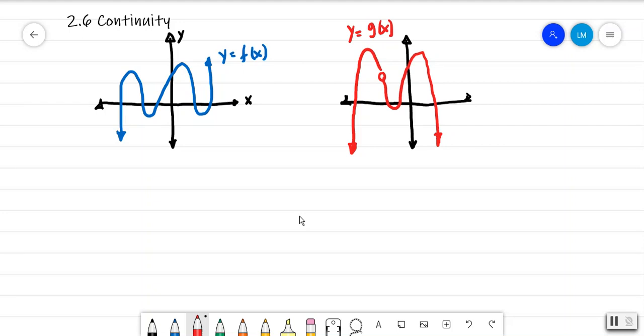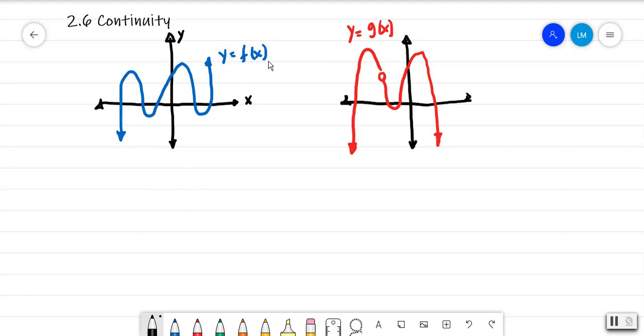Hello, so in this video I'm going to talk about continuity. Now, continuity has a simple definition and then it has the definition that you'll learn today. Continuity means that if I can follow along a graph without any breaks or jumps, that means that the function is continuous at every single point.